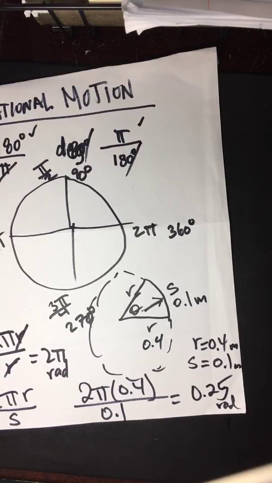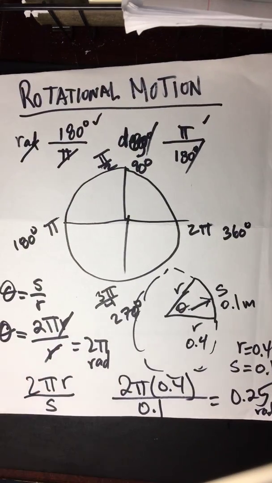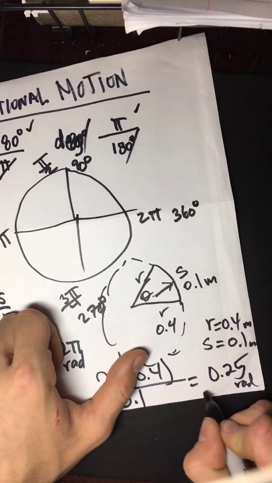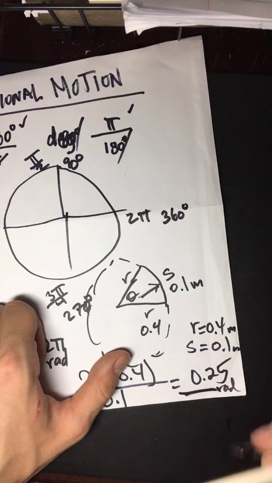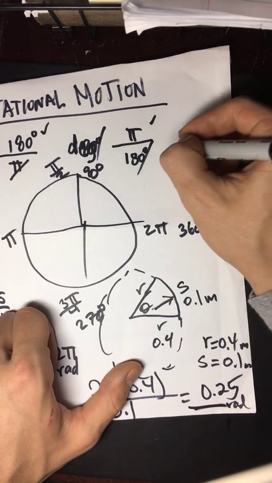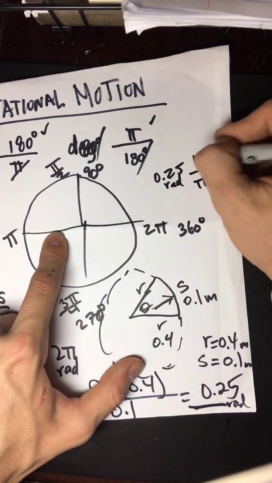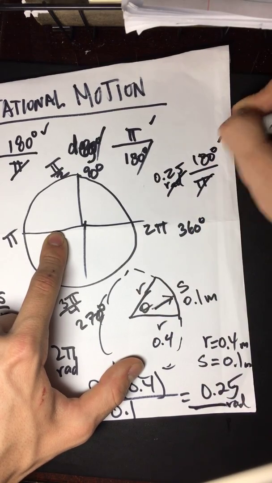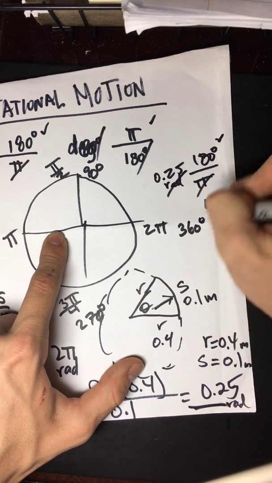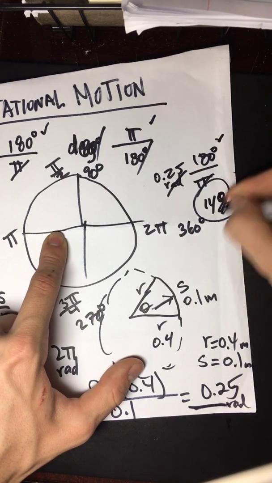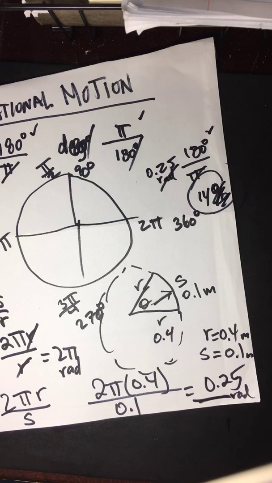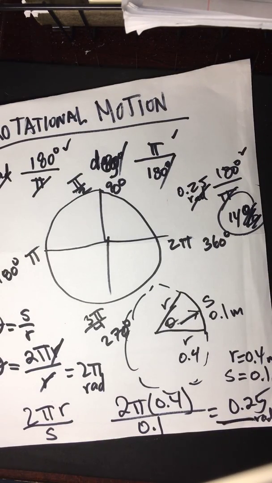Now I'm asked, what are the degrees subtended in this 0.1 meter arc with the 0.4 meter radius? We want to know the degrees. Well, if I'm given radians, I can convert to degrees by simply multiplying. I'm going to write this up here. I can take my 0.25 rad, divide by pi, multiply by 180 degrees. Therefore, the radians cancel. I'm left with degrees, and I wind up getting 14 degrees, okay? So, this happens a lot. Sorry. We get 14 degrees, okay?